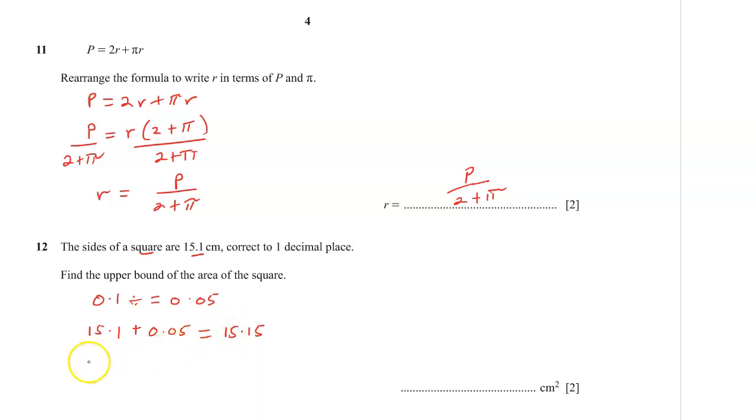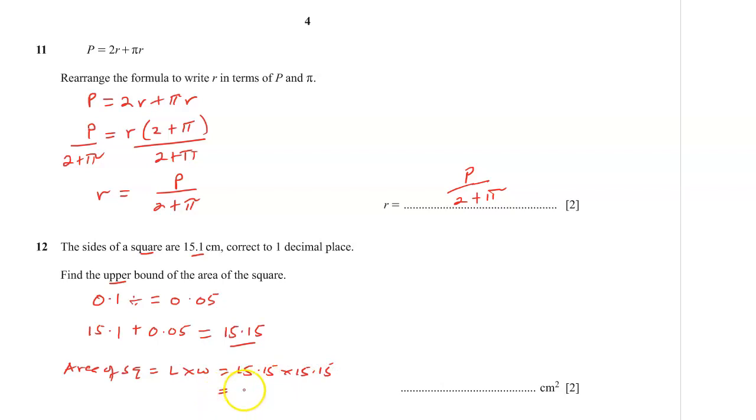Therefore, what we get is 15.15. You take away the same to get the lower bound. Here we are supposed to find the upper bound. We don't need the lower bound, we only need the upper bound. So now we have this, we can multiply, because we know that the area of a square is equal to length times width. Therefore this is going to be 15.15 times 15.15.